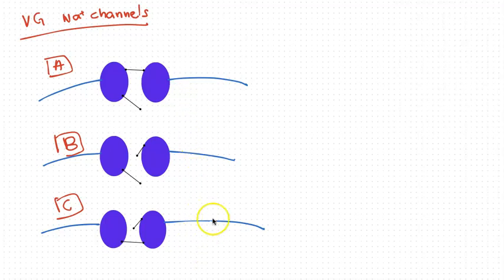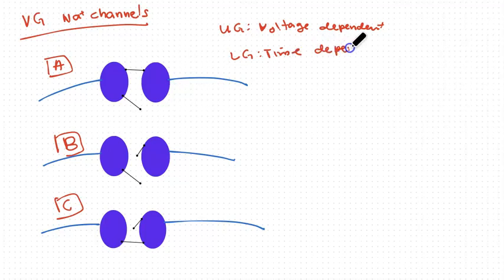Outside, inside. It has two gates. You have the upper gate and you have the lower gate. Now, the upper gate is voltage dependent, whereas the lower gate is time dependent. What does this all mean?